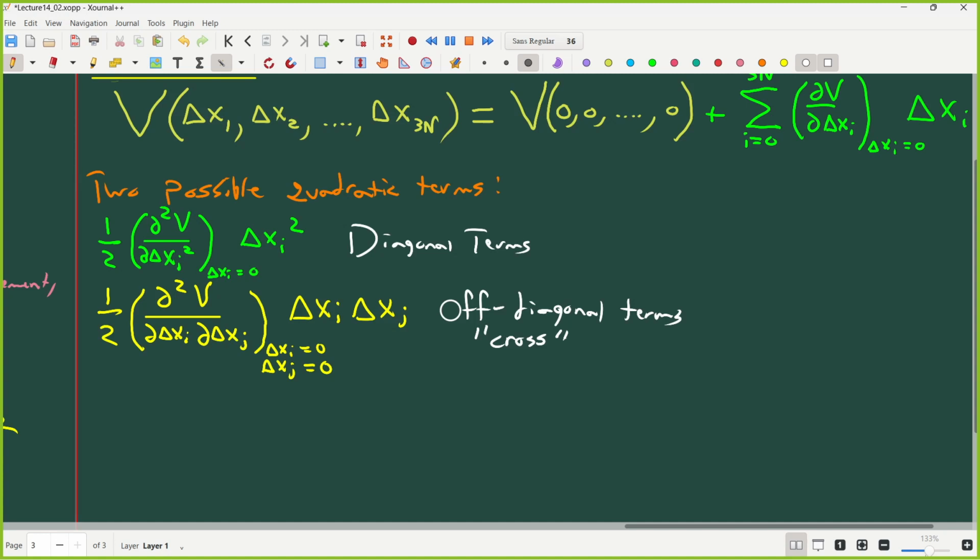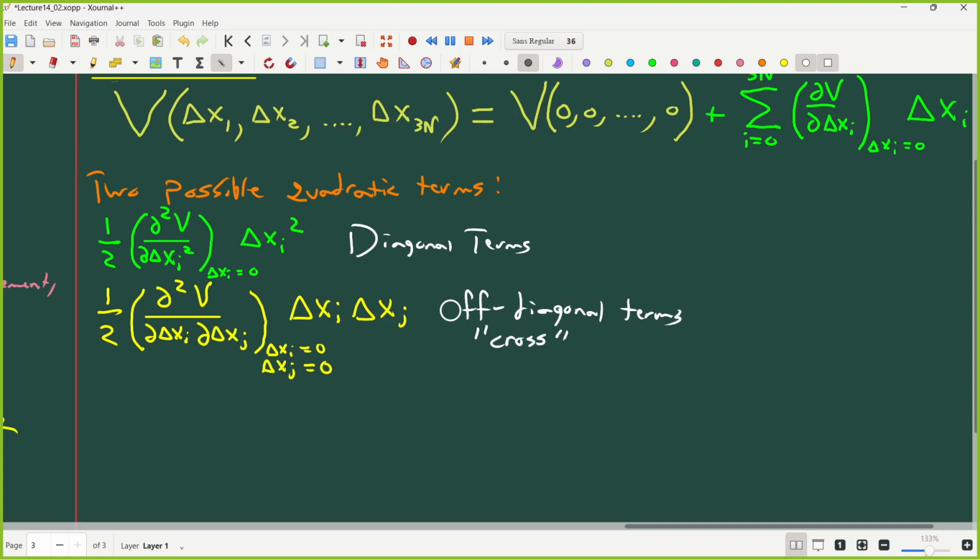Right? So, the reason why we have both of these is because, what is this second term telling me? It's saying that if I stretch along one of the coordinates, it may affect the potential along another coordinate. As the potential changes as I move x sub i, that may induce a change along x sub j. So as I move along x sub i, the slope and the behavior of the potential along x sub j will change as a function of x sub i.